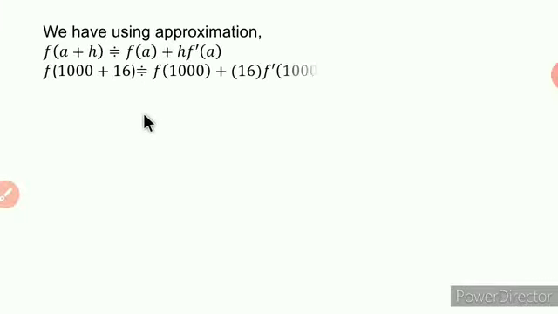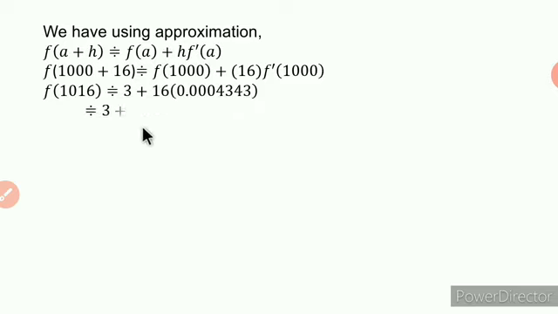Now we get both the values f of a and f dash of a. So we use the approximation now. Using approximation we get f of a plus h is approximately equal to f of a plus h times f dash of a. It is f of 1000 plus 16 approximately equal to f of 1000 plus 16 multiplied by f dash of 1000. So f of 1016 is approximately equal to 3 plus 16 multiplied by 0.0004343.